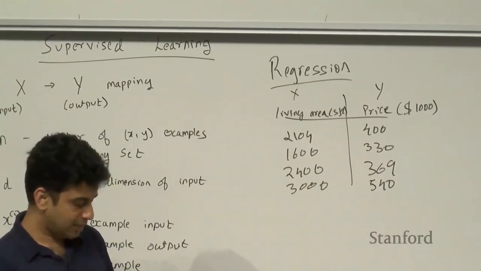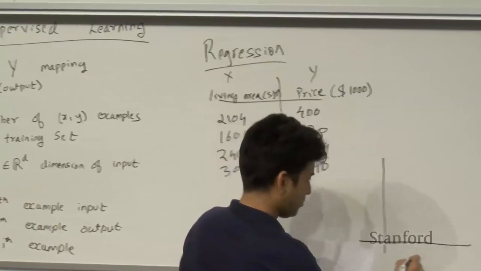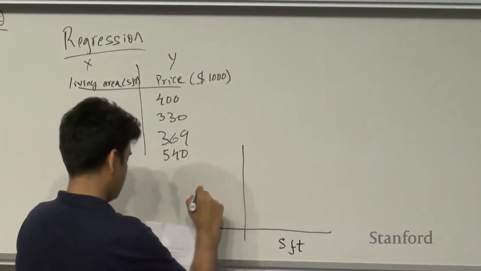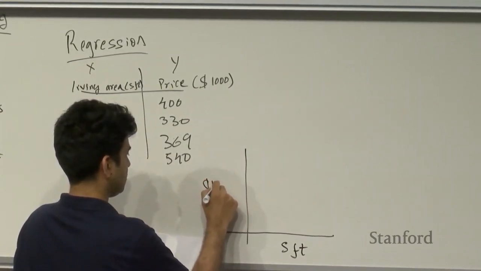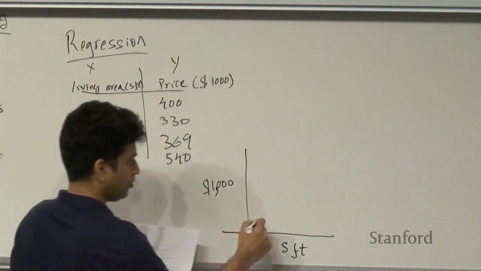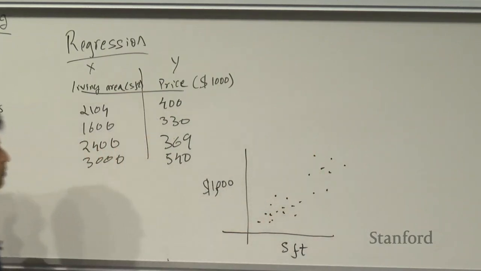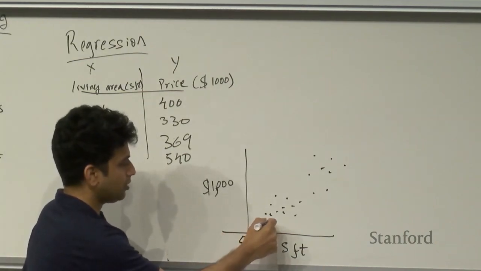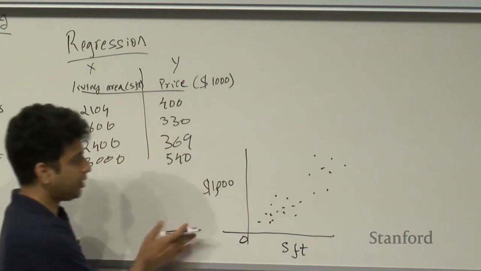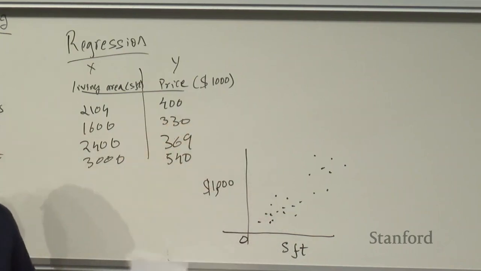And given this data set, we could, for example, plot it like this. The unit here is square feet, and the unit here is $1,000. So what do we have here? Here we have a plot where each dot represents one row, right? The x coordinate of the dot is the x value, and the y coordinate of the dot is the corresponding y value. And this is just a scatter plot of the housing prices data set.